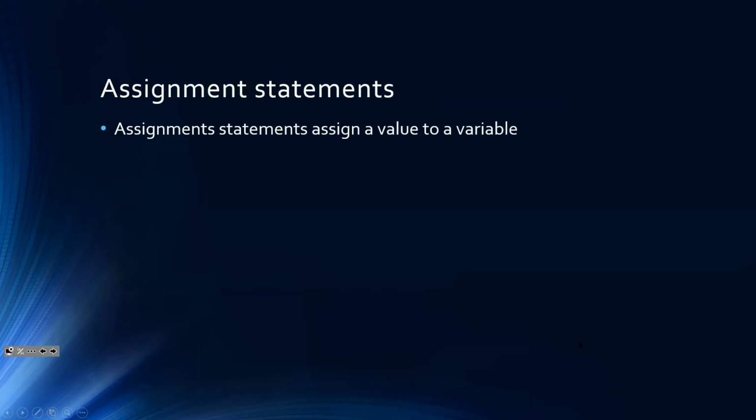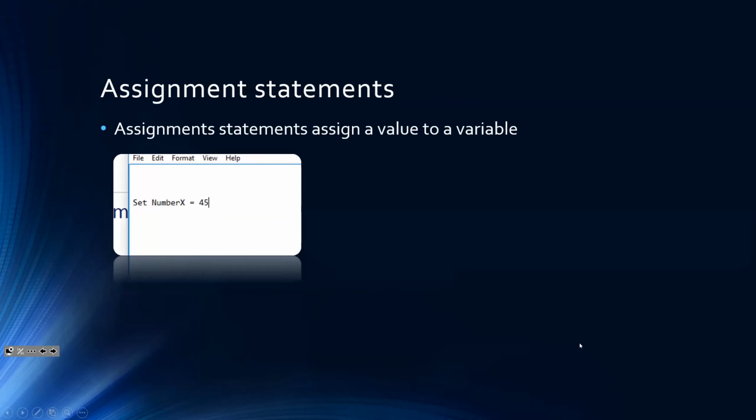Now, assigning a value to a variable, we always use an equal sign. So this statement sets the value of the variable number x to 45. In our textbook, they like us to use this keyword set so that it makes us remember we're changing the value of a variable. When we're writing actual program code, we probably won't have to do anything like that. Again, writing the story can be kind of difficult when we're wanting to write the code. But this is an assignment statement because it assigns a value to a variable.